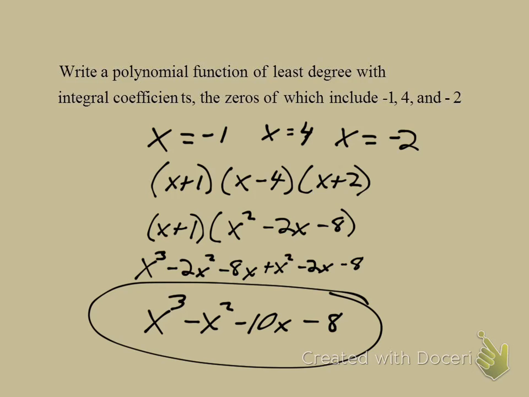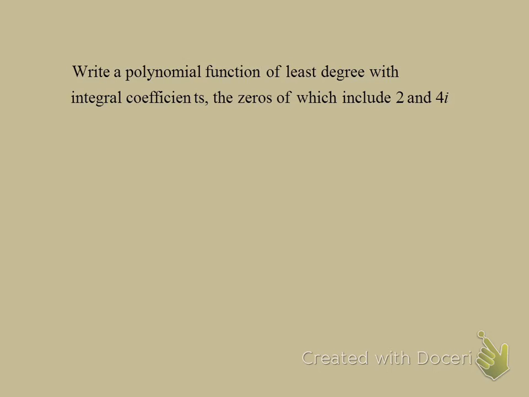Now, this example did not use the complex conjugate theorem. Okay, notice how all 3 zeros were positive numbers, or real numbers. Okay, everybody see that? This one, not so much. Okay. This one, write a polynomial function of least degree with integral coefficients, the zeros of which include 2 and 4i. Okay, so first thing, like last time, x equals 2, x equals 4i.